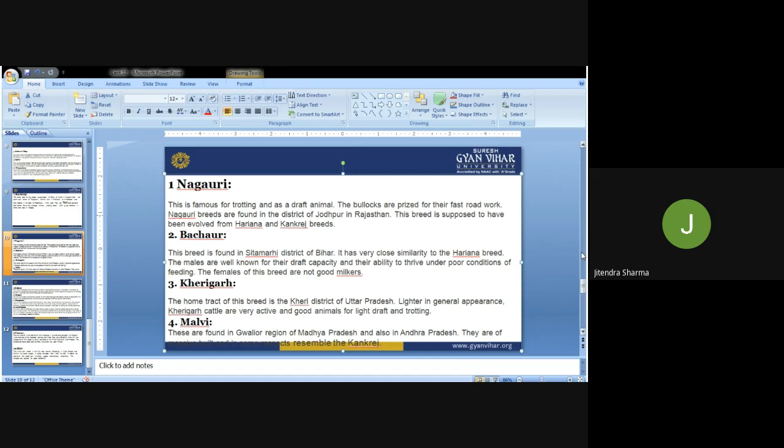Then the Bachaur, this breed is found in the Sitamarhi district of Bihar. It has very close similarity to the Haryana breed. The males are well known for their tough capacity and their ability to thrive under poor feeding conditions. The females of this breed are not good milkers. Then the Kherigarh breed, whose home tract is Kheri district of Uttar Pradesh, lighter in general appearance. Kheri cattle are very active and good animals for light draft and trotting. Malvi are found in Gwalior district of Madhya Pradesh, the Malwa region, and also in Andhra Pradesh. They are good draft workers, and the females are poor milkers.